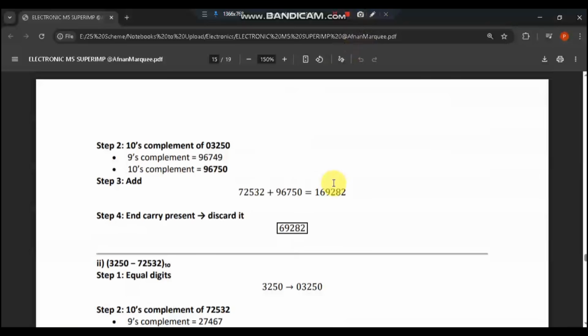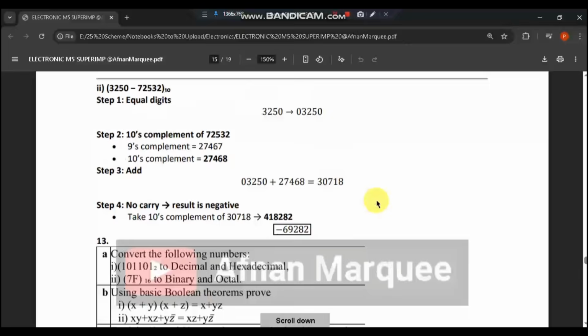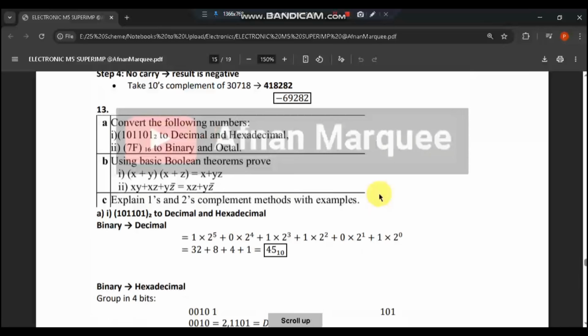So the tens complement, when you do that, the nines complement is also given here. You will get the end answer here. In the same way you have to do this one also. And the conversion is given here. A few more questions are there for the basic Boolean theorems to prove. This is the theorem proving using the Boolean algebraic laws, and explain ones and twos complement methods with examples.